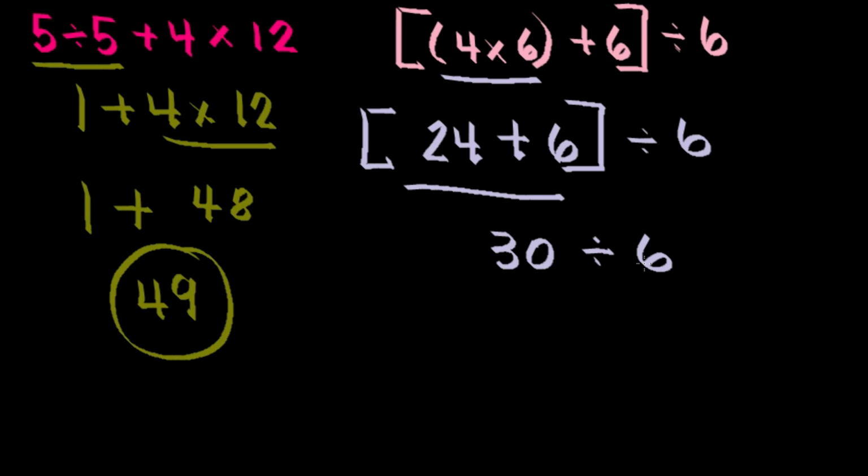And I'm down to one last operation. So I find the quotient of 30 divided by 6, which is 5. So once my expression has been evaluated, the final answer is 5.